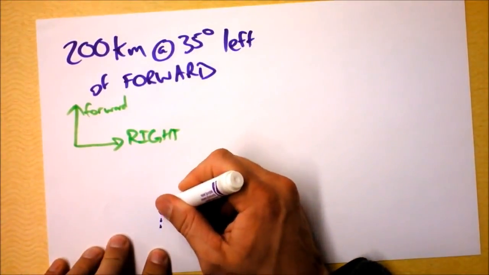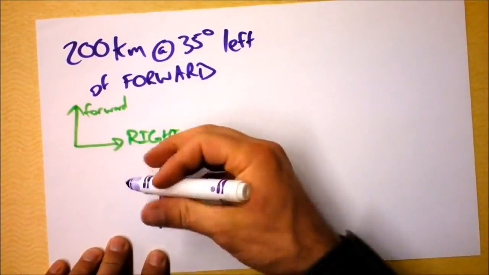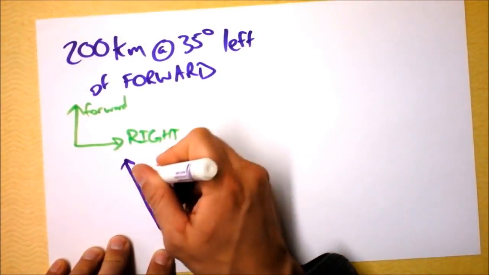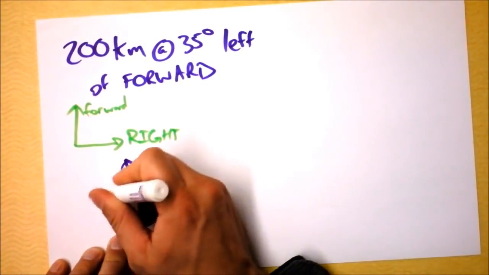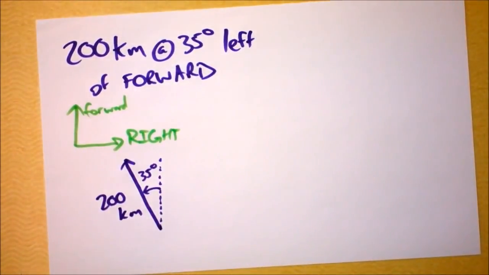So that starts by considering forward. There's forward, but I'm supposed to go left of forward by 35 degrees, like that. So that is the angle, 35 degrees, and this is 200 km. Excuse me. So, we've been drawing vectors for a long time.